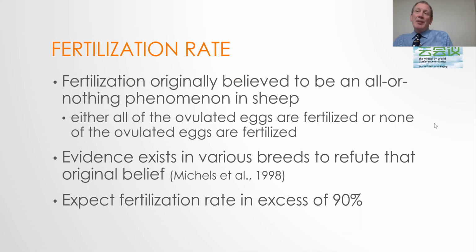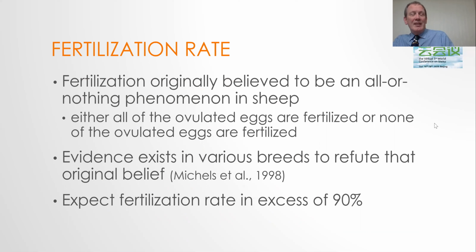So the second step in this reproduction process of the ewe is fertilization of those ovulated eggs. And for a long time, we believed that fertilization in sheep was an all or none phenomenon, meaning that either all of the ovulated eggs are fertilized or none of them were fertilized. However, this hypothesis or belief has slowly been starting to prove incorrect across the myriad of breeds.